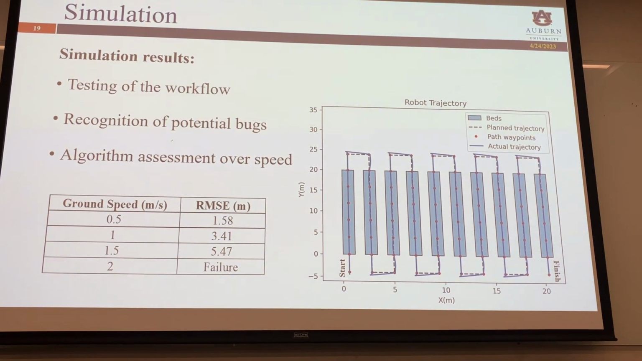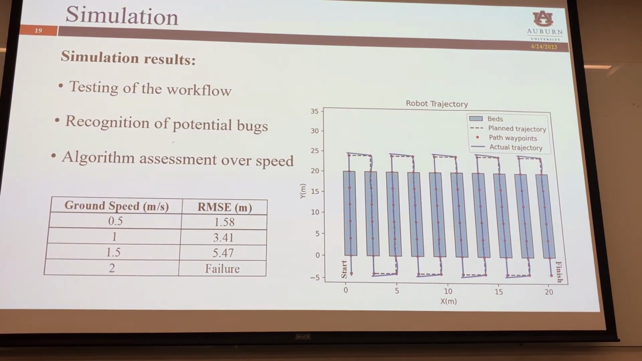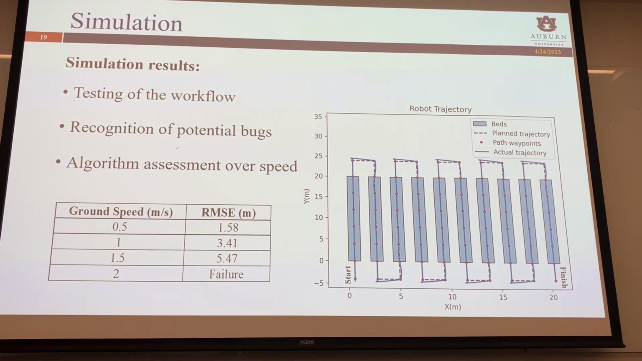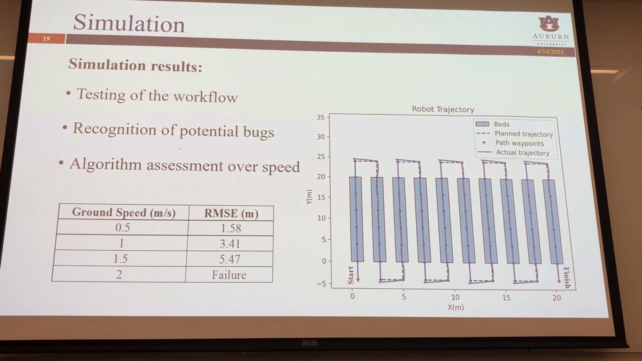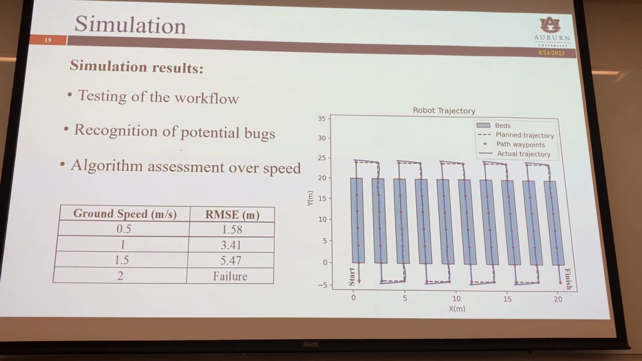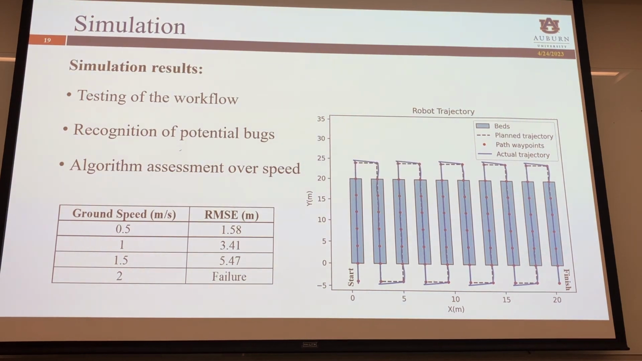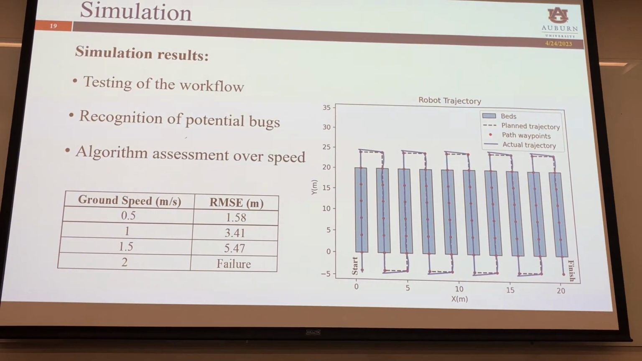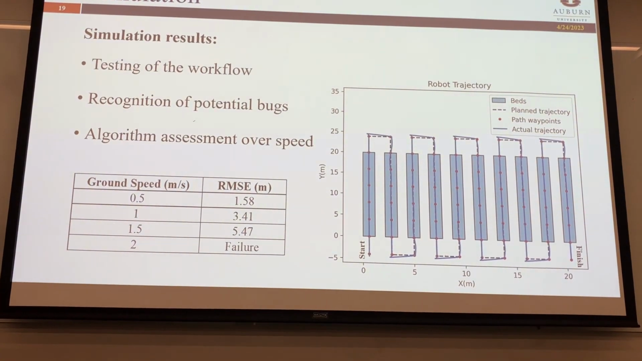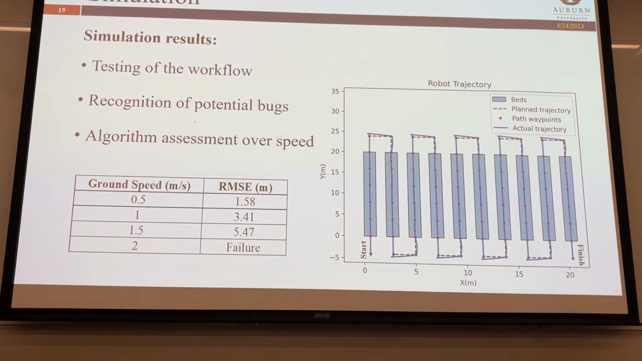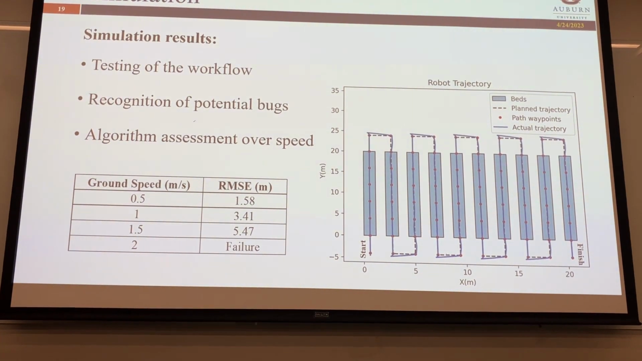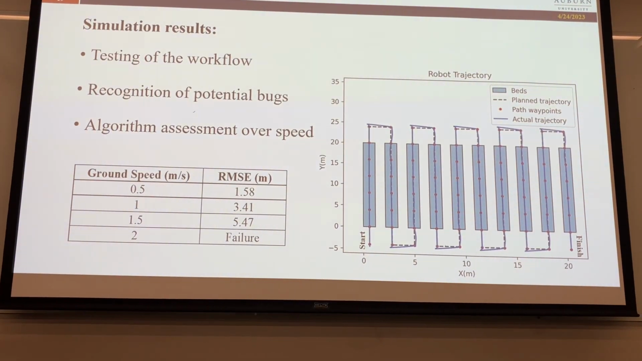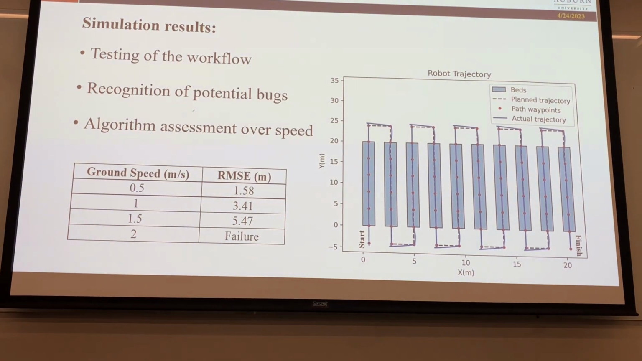These are the results of the simulation test that I had. As you can see, I used deviation from planned path as my evaluation metric to see how good the navigation algorithm is. And this is how increasing the speed of the robot affects the accuracy, or fitness, of the navigation algorithm. Basically, the higher the speed, the less the accuracy.